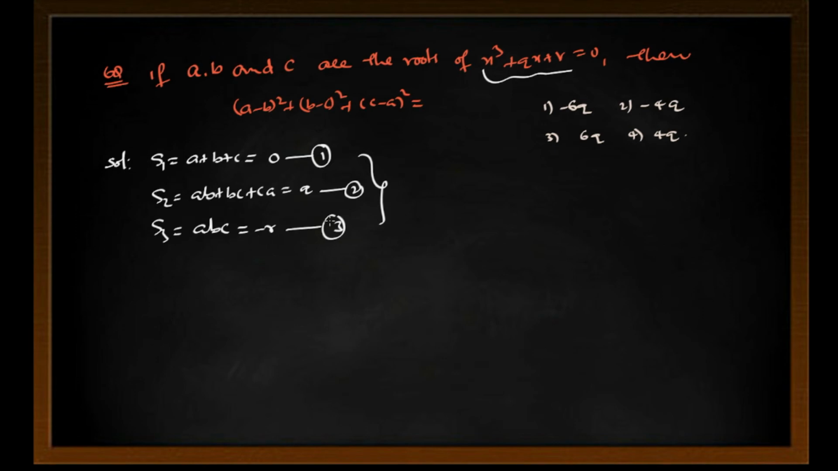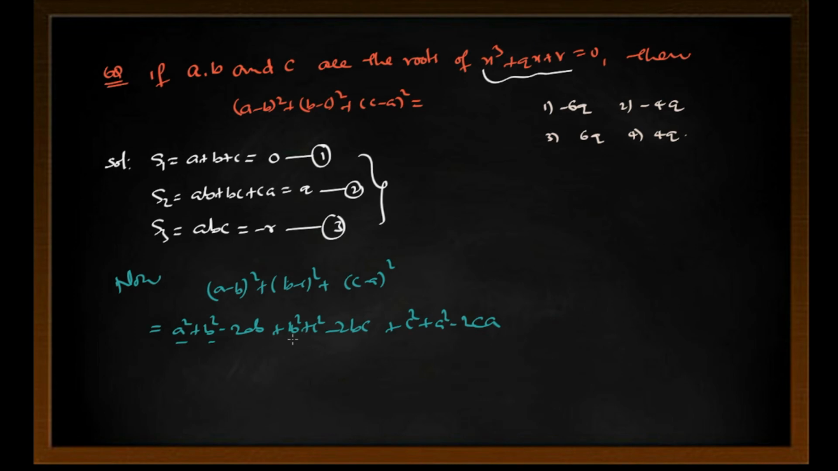Okay, now we have to find the value of (a minus b) whole square plus (b minus c) whole square plus (c minus a) whole square. Expand using (a minus b) whole square: a square plus b square minus 2ab. Same thing, b square plus c square minus 2bc, plus c square plus a square minus 2ca.